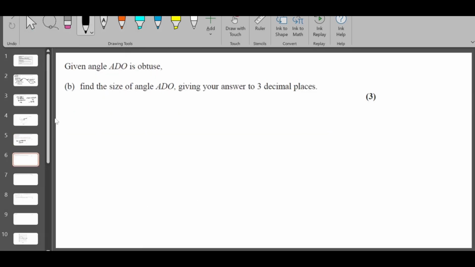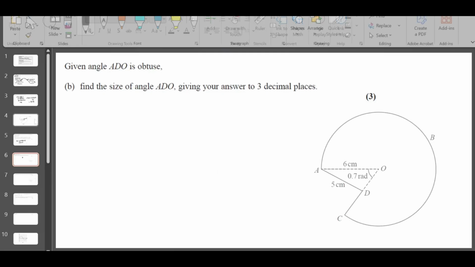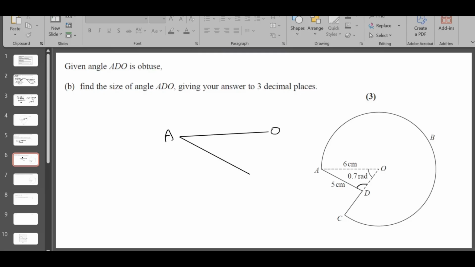Part B now. Given that ADO is obtuse, find the angle ADO. Okay, I have copied the figure here. They want you to find this angle ADO. So I'm going to take the triangle separately, AO, and then AD is here. This is OD. This is 6, 5, 0.7. We have two sides and two opposite angles.